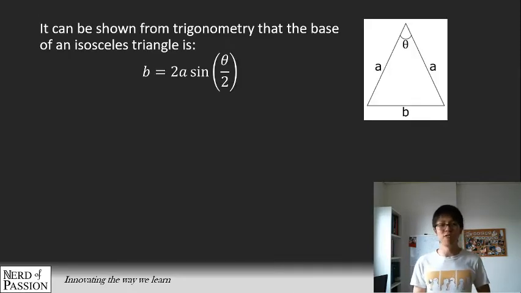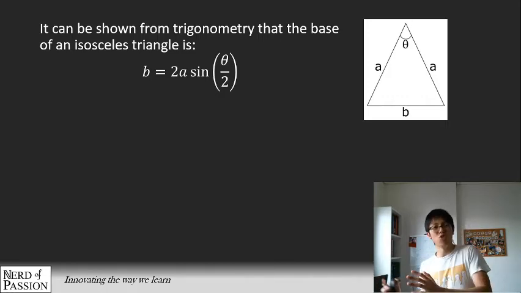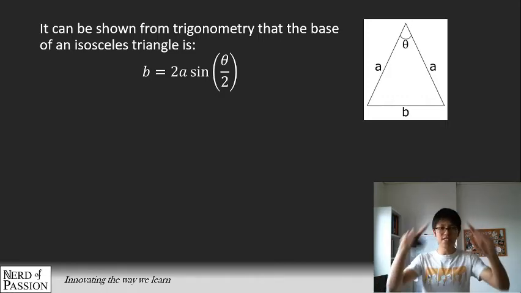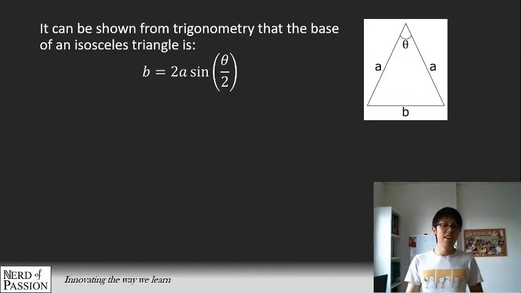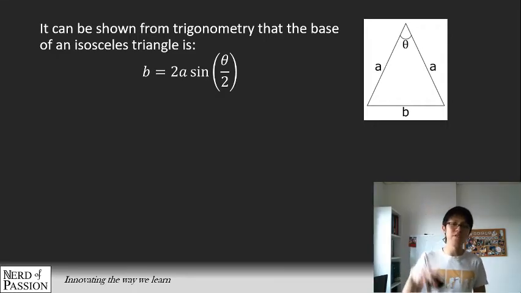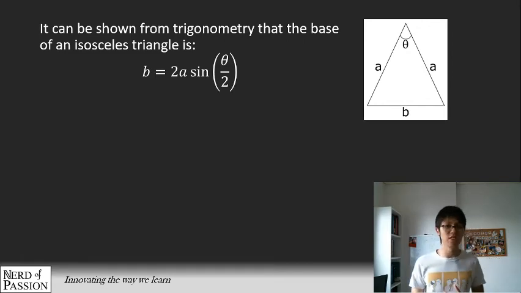Now we can make use of these two pieces of information and apply them to this formula. The base of an isosceles triangle is given by 2a sine(theta/2). You can see this from the isosceles triangle I've attached on the right-hand side. Say the side length is a and the middle angle is theta. When you divide theta by 2, take the sine, and multiply by 2a, you get the base of the isosceles triangle. You can show this very straightforwardly using trigonometry and geometry.